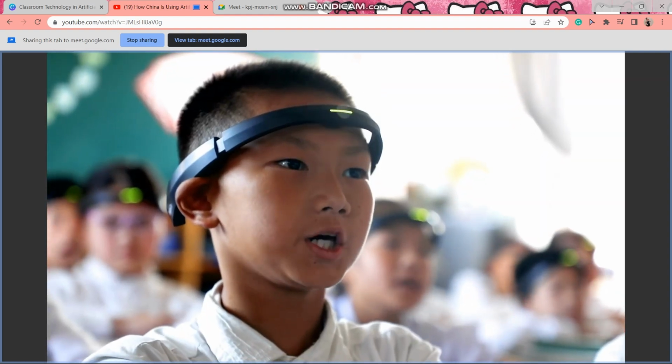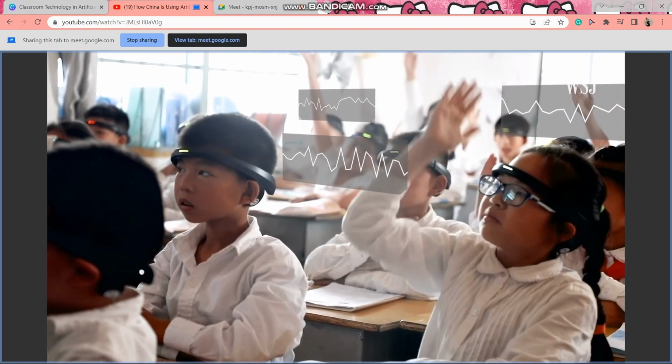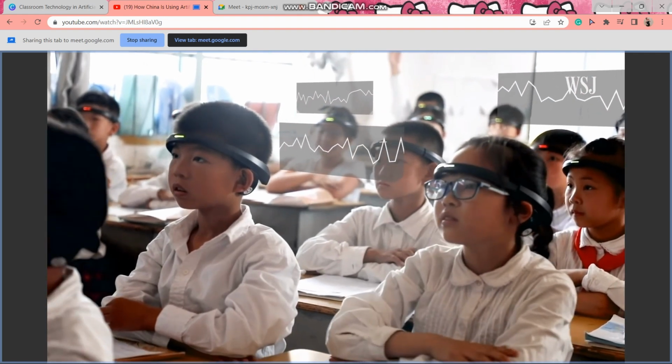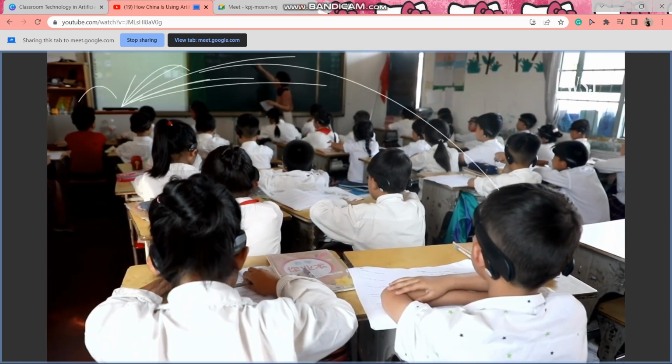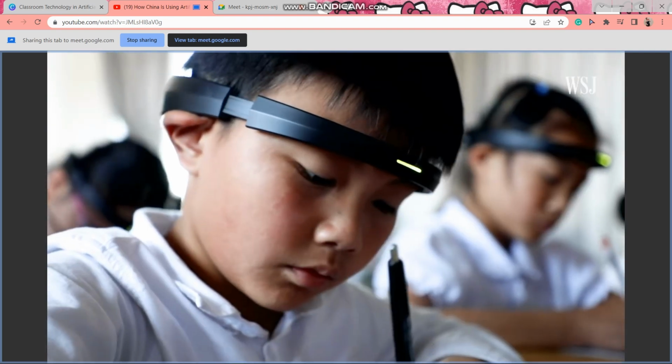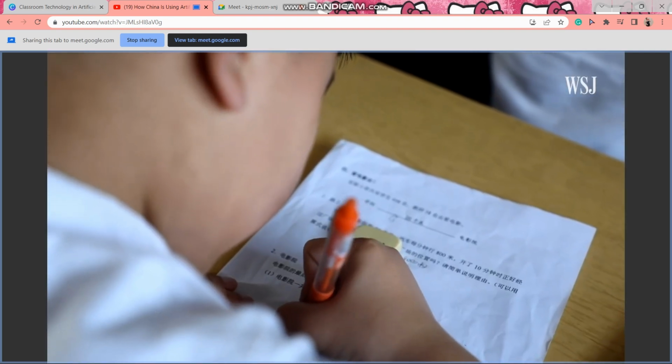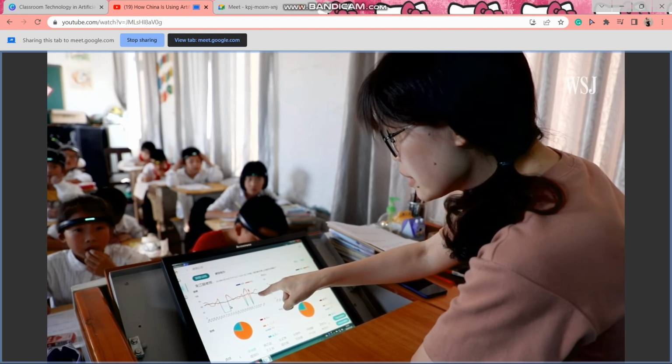The device is made in China and has 3 electrodes, 2 behind the ears and 1 on the forehead. These sensors pick up electrical signals sent by neurons in the brain. The neural data is then sent in real time to the teacher's computer. So while students are solving math problems, a teacher can quickly find out who's paying attention and who's not.